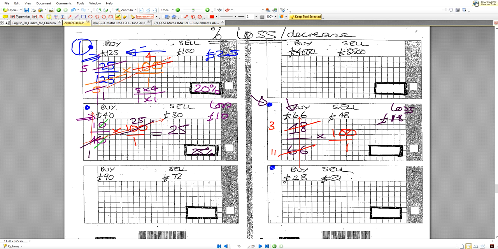So now we're left with 3 over 11 times 100. We can't cancel anymore this way or that way, so we multiply them out. We're left with 3 times 100 divided by 11. If you work that out, 300 divided by 11 gives us 27.27 recurring percent. It's a bit of a mouthful, that one is, but that's what the calculation would be.